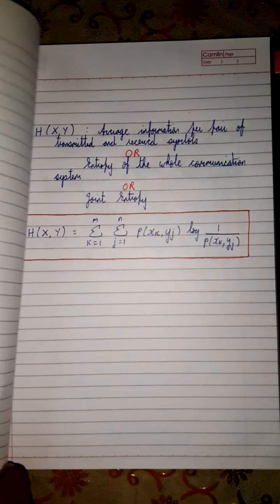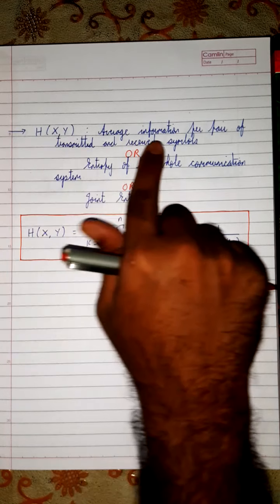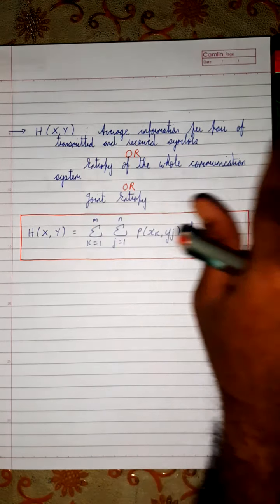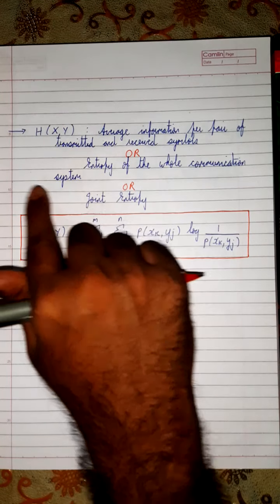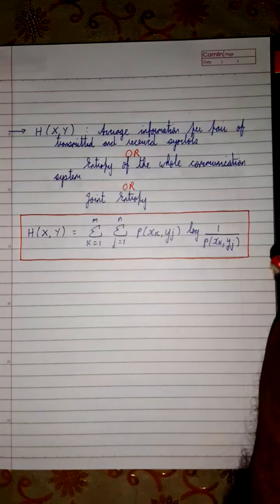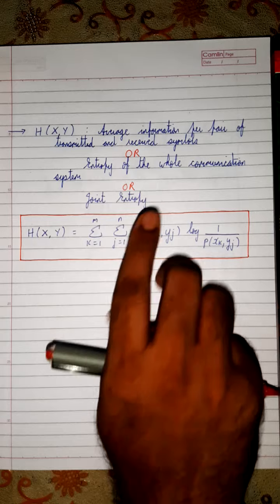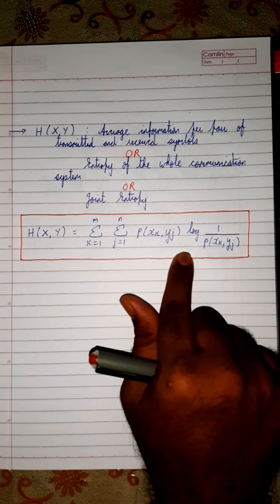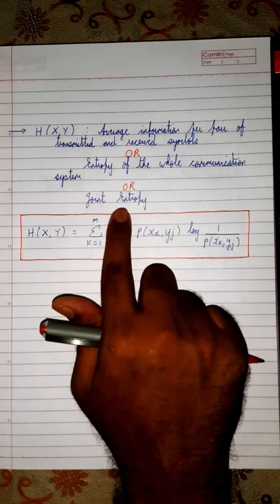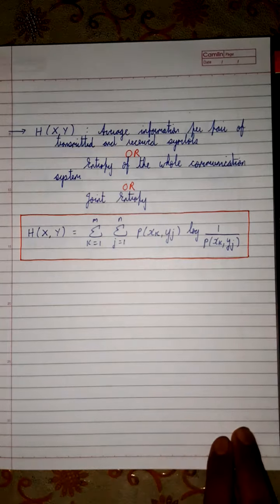The third entropy you have studied here is the joint entropy, H of x comma y, which is the average information per pair of transmitted and received symbols, or it is the entropy of the whole communication system, both the transmitter and the receiver, also called the joint entropy. And this has only one equation, that is sigma k is equal to 1 to m, sigma j is equal to 1 to n, p of xk yj log of 1 by p of xk yj.